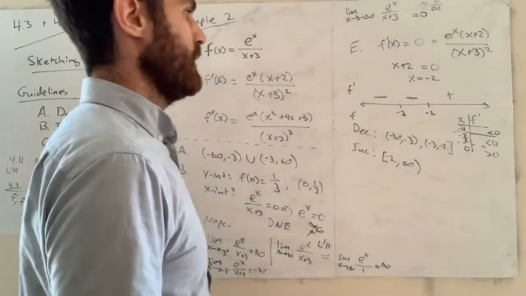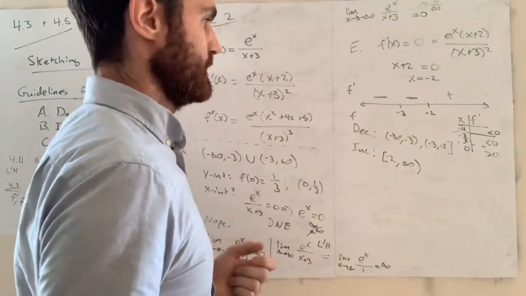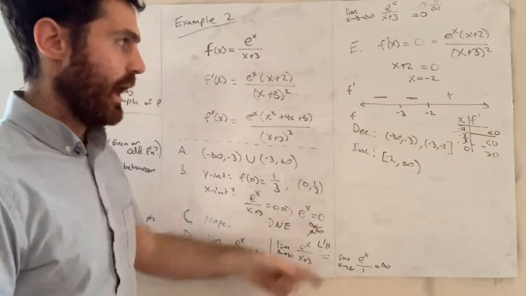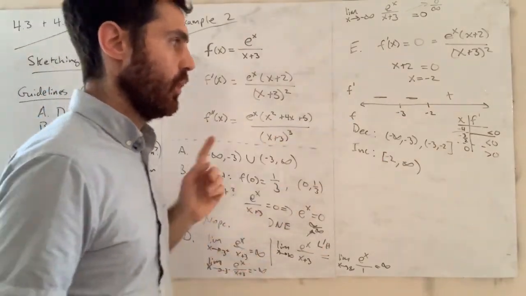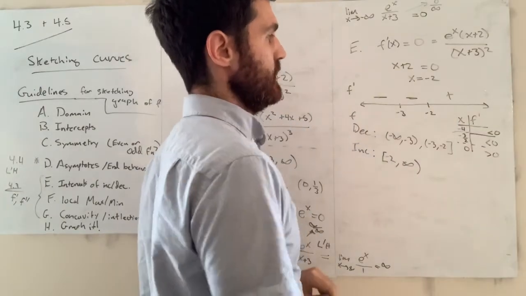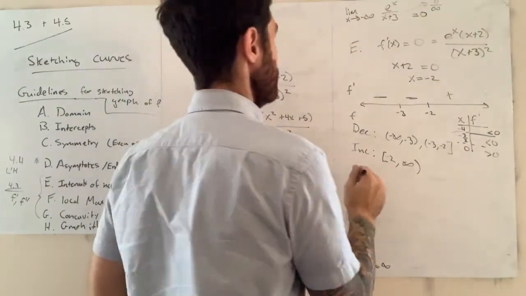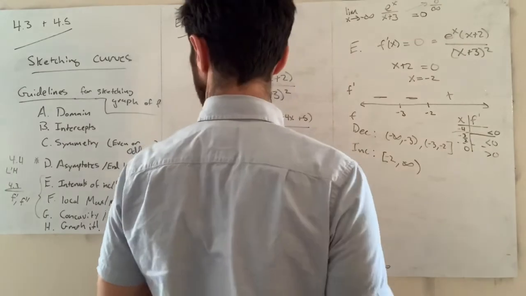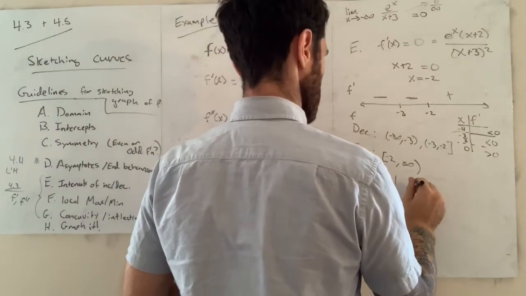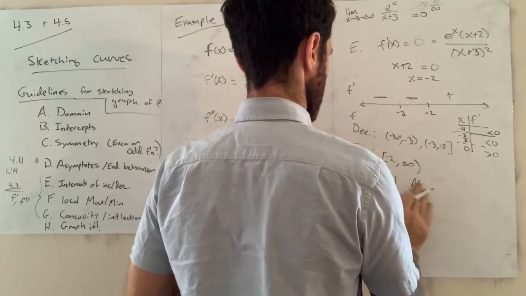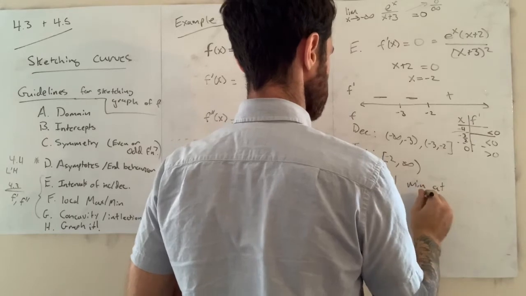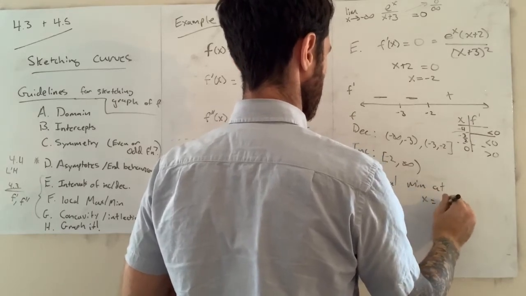All right, so what about local mins and local maxes? Well, we really only have one candidate, and that would be negative 2. What is it going to be? Our function is decreasing, decreasing, decreasing, and then it starts increasing. So we're talking about f, our local max, sorry, not local max, local min at x equals negative 2.